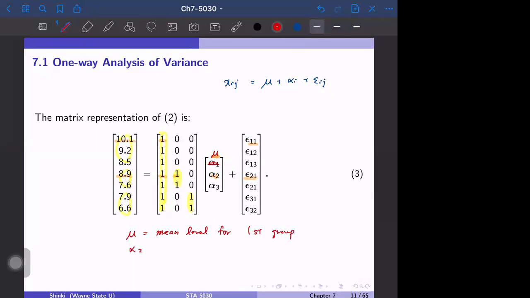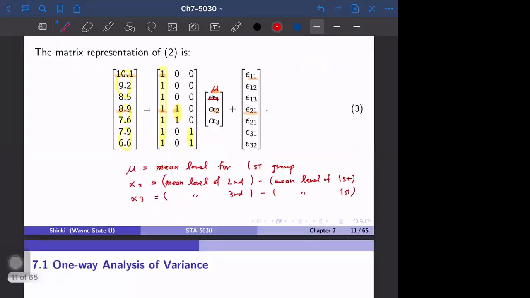And the meaning of alpha 2 is the mean level of the second group minus the mean level of the first group. So the interpretation is different, even though we still use the symbol alpha 2. And alpha 3 is also the mean level for the third group minus the mean level for the first group. So the first group is the baseline. So this is another representation of the ANOVA.